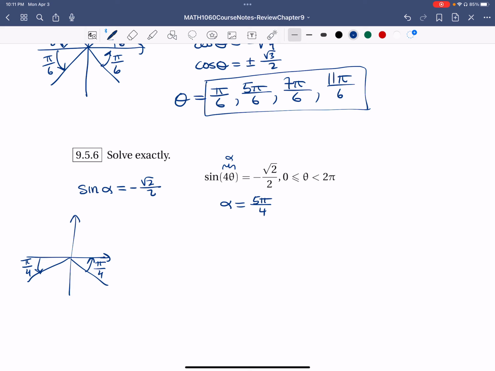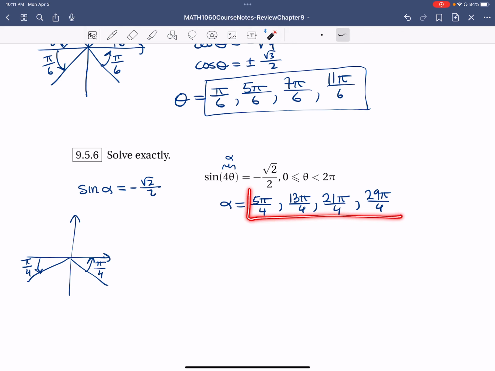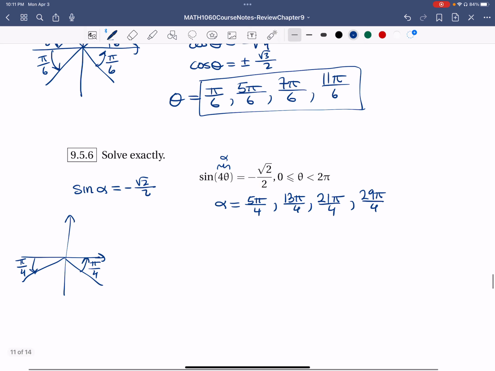The next possibility that alpha could be would be that plus 2 pi, right? And so let's see, what does that give us? 2 pi here is 8 pi/4. So the next possibility would be 13 pi/4. And if I add another 8 to the numerator, I'm going to get 21 pi/4. And if I add another 8, I'll get 29 pi/4, right? And so on. But because my original angle was multiplied by 4, I'm going to need to keep the first 4 angles for alpha.